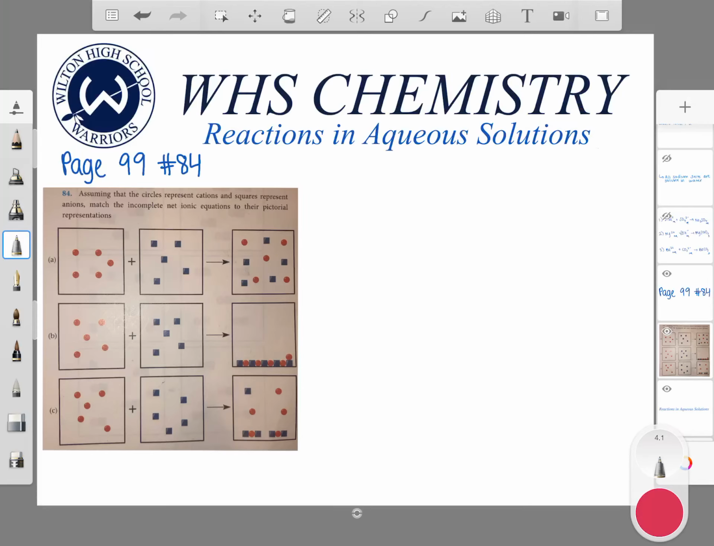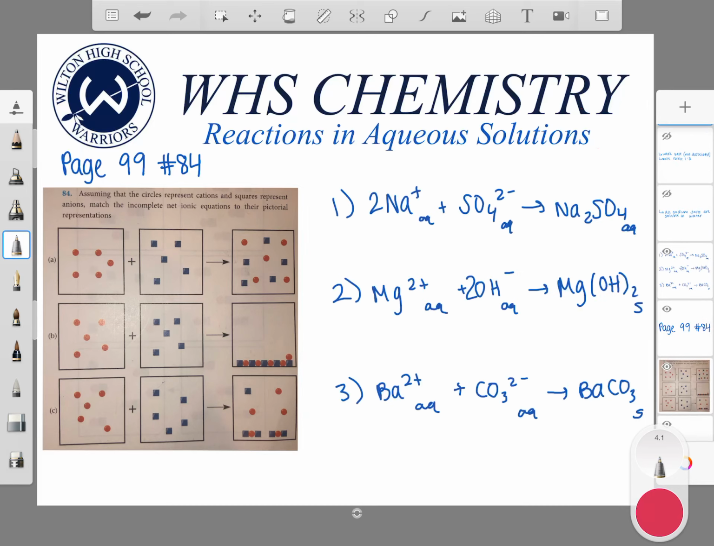So this problem is on page 99 and it's number 84. This problem generally has to do with memorizing what is soluble and insoluble, and depending on what class you're in, you'll either get a list of strong acids or strong bases, or you'll have to know what compounds are generally soluble or insoluble. This problem is given with these net ionic equations.